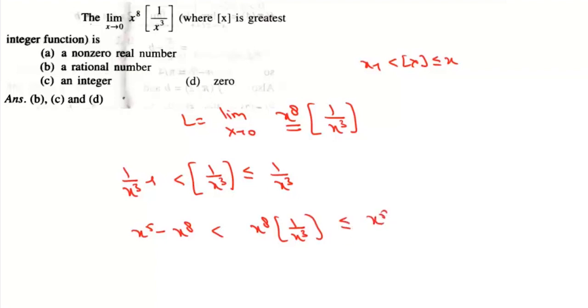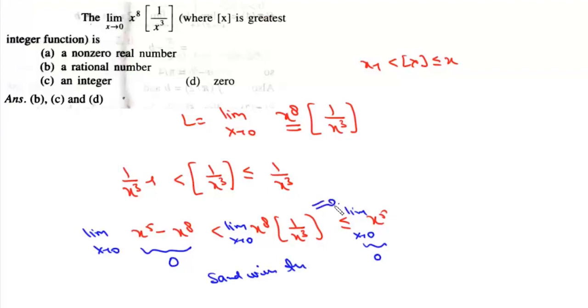Now if we take the limit as x tends to 0, then the limit of the function on the left hand side is 0 and the limit of the function on the right hand side is 0. Then using the sandwich theorem, the value of this limit must also be 0. So this is 0, which is a rational number and also an integer. So the correct options are B, C and D.